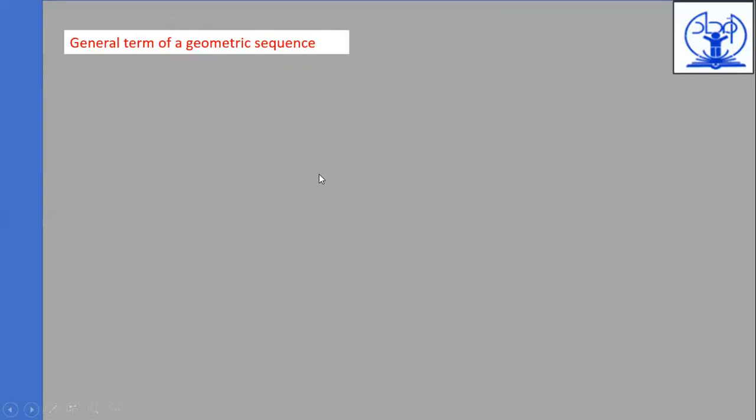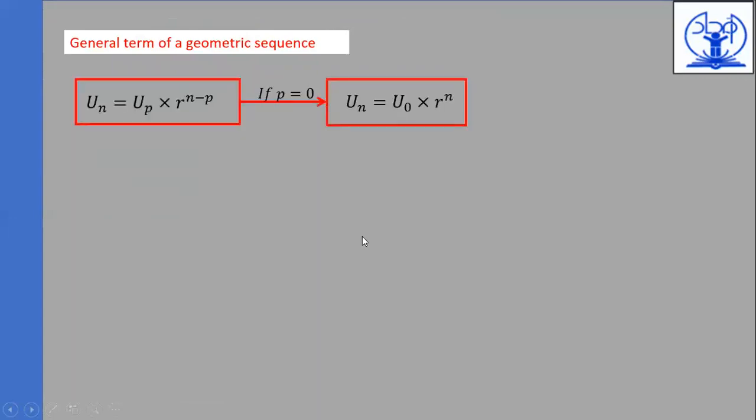What about the general term of a geometric sequence? The explicit definition of the sequence. Any term Un is nothing but Up times r to the power n minus p. In the special case, when you are using the first term, which you usually have, U0, then Un is U0 times r to the n. If you are using U1, then Un is U1 times r to the power n minus 1.